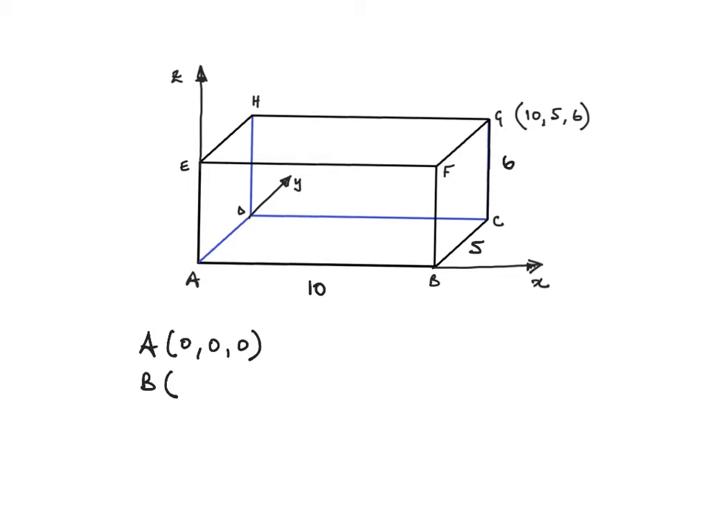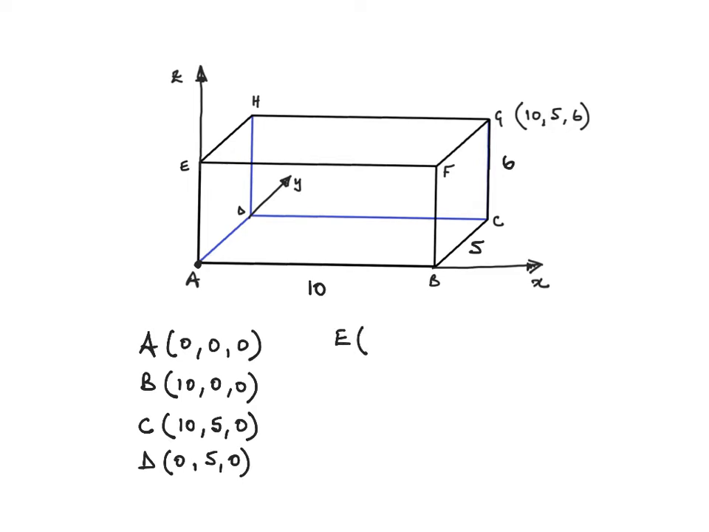B is the next point. You can see that's 10 along on the x, 0 on the y, and 0 on the z. C is 10 on the x, 5 on the y, and 0 on the z. And then we've got the point D, which is, now we're starting at the origin A, so we're moving 0 in the x direction, 5 in the y direction, and 0 in the z direction.